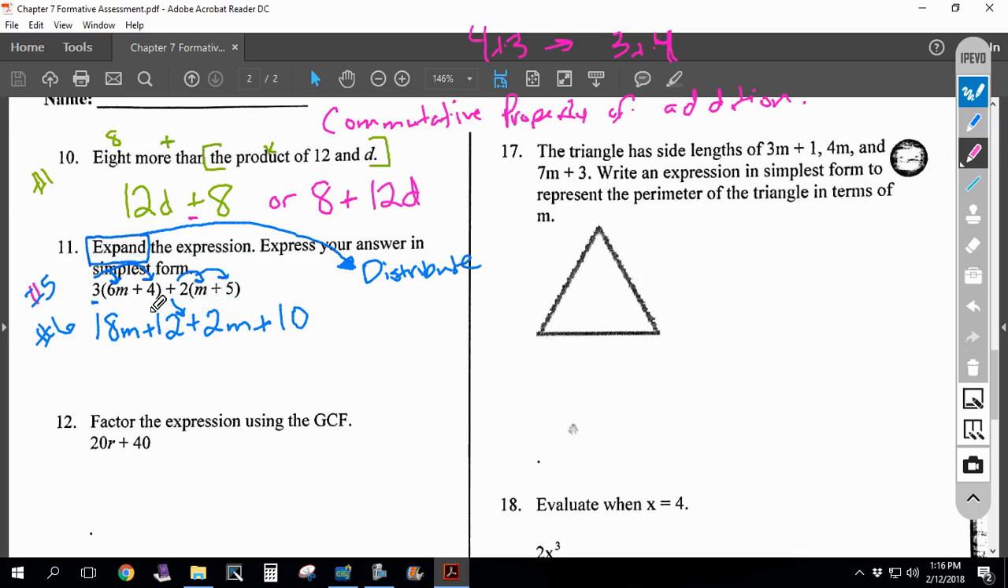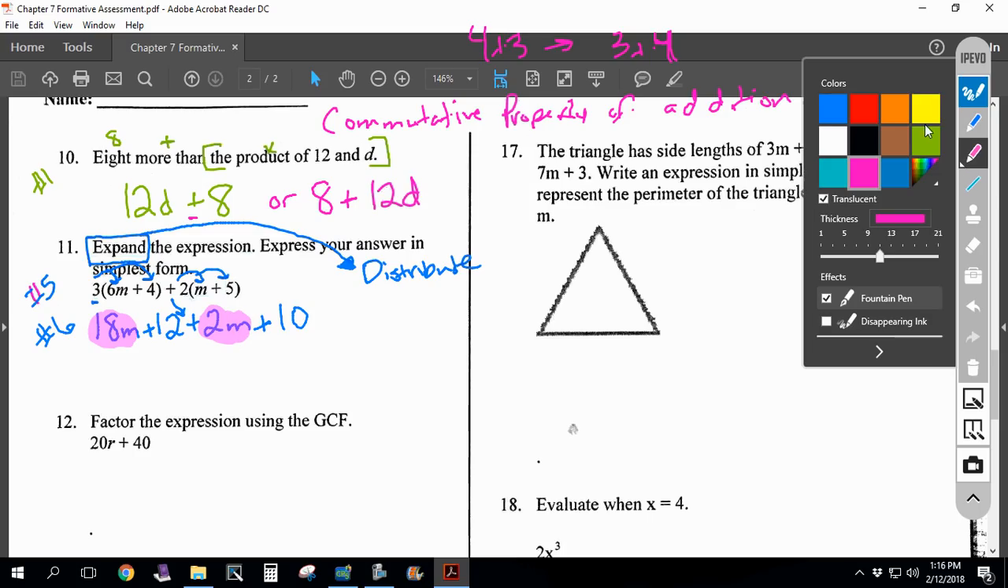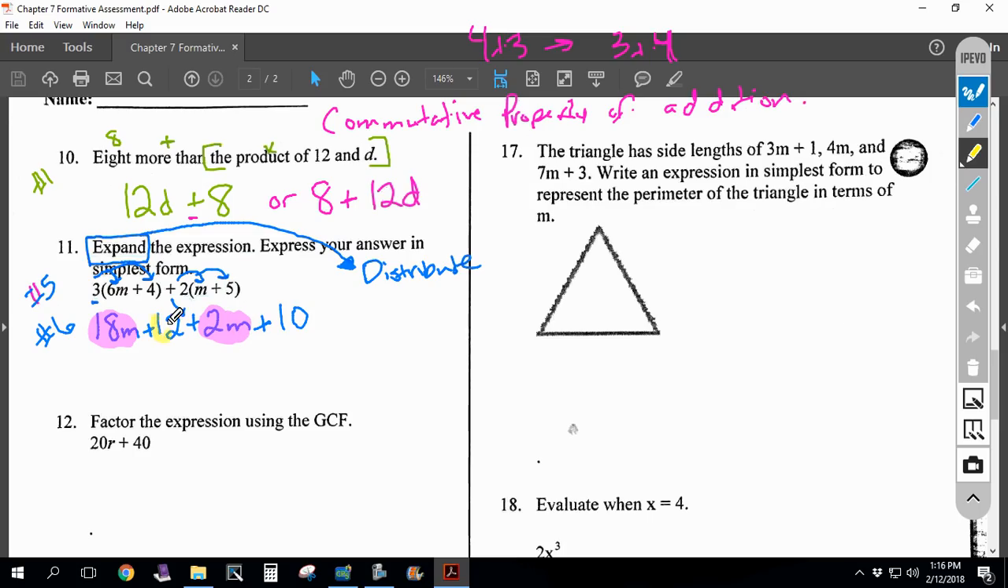Now that I got the parentheses gone, now I can start looking and saying, okay, I got 18 monkeys there. I got 2 monkeys there. All right. And then I have the constant 12 there, the constant 10 there. I can put those like terms together. So I see 18m and 2m. That's going to give me 20m plus 12 and 10. Put those together, and we get 22.